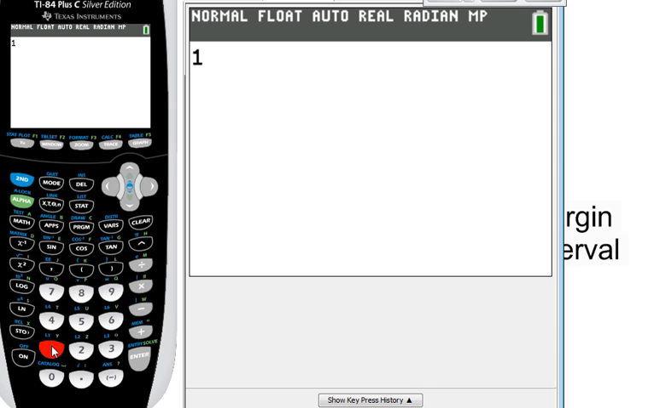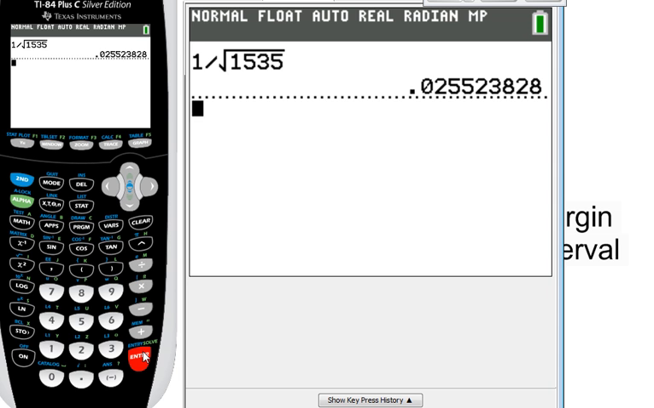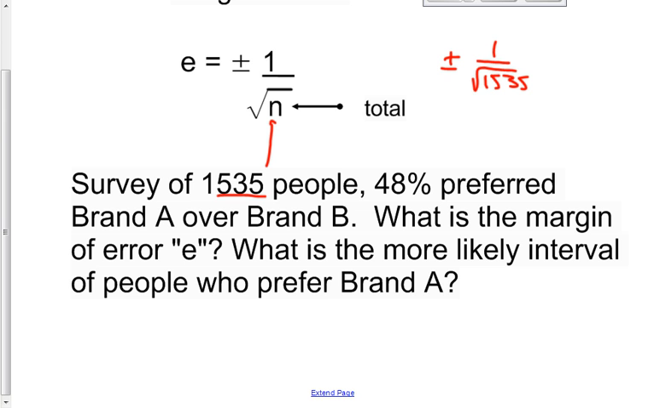So if you have your graphing calculator handy, 1 divided by square root of 1535, equals, we get 0.025. Now remember, this is going to be a percent, so I'm going to have to take my decimal point and move it over 2 spots. So I have 2.55. Let's go back to my slide. 2.55%.